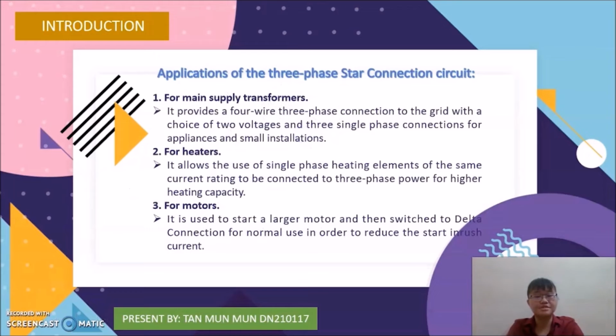There are a lot of applications for this circuit. Firstly, for main supply transformer, it provides a 4-wire three-phase connection to the grid with a choice of 2 voltages and 3 single-phase connections for appliances and small installations. Secondly, for heaters, it allows the use of single-phase heating elements of the same current rating to be connected to 3-phase power for higher heating capacity. Lastly, for motors, it is used to start larger motors and then switch to delta connection for normal use in order to reduce the starting inrush current.